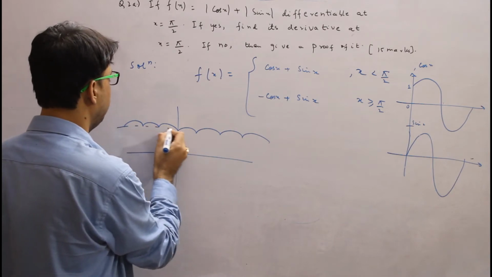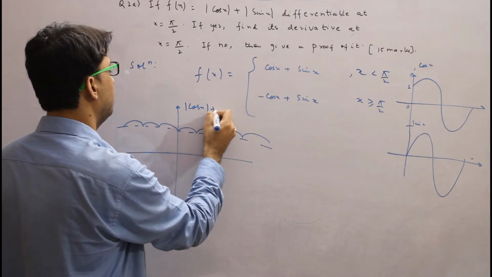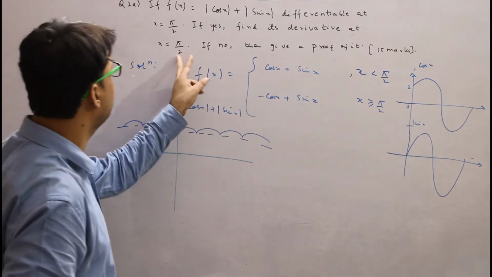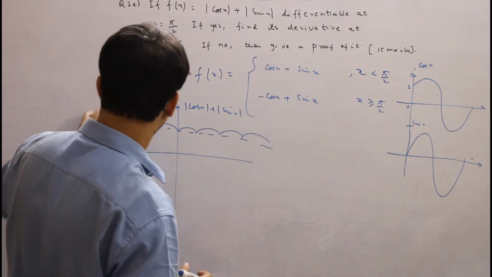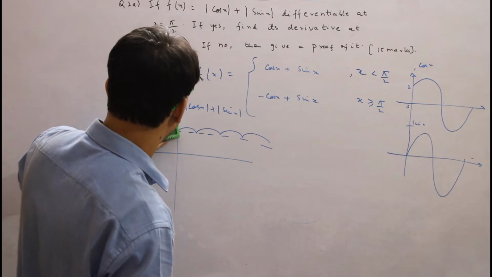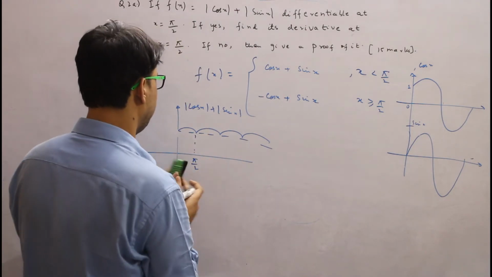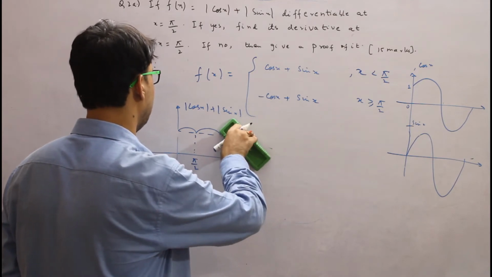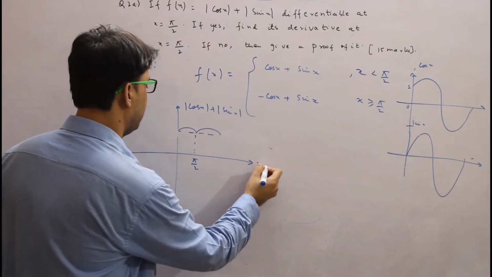So this is the graph of mod cos x plus mod sin x, but we are only concerned with pi by 2. So what we can do, we will only talk in terms of this, this is pi by 2 and this is the value greater than this. So this is the point.